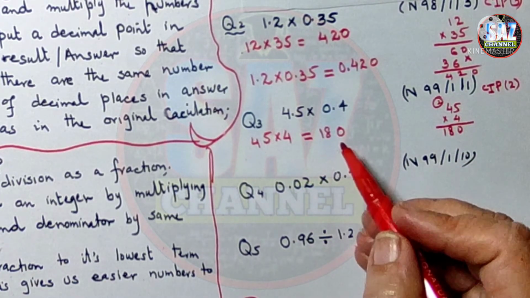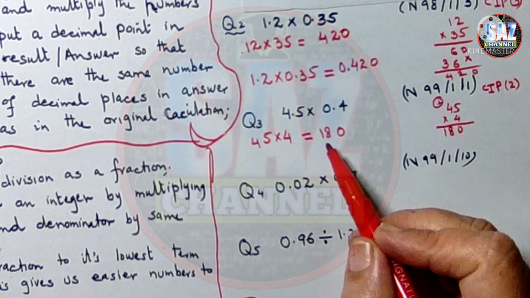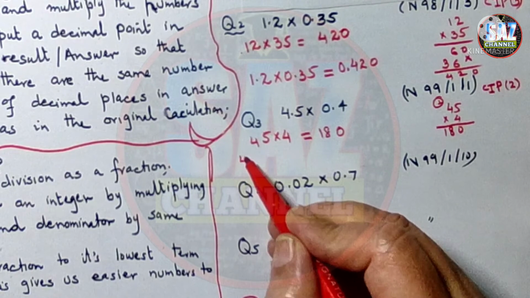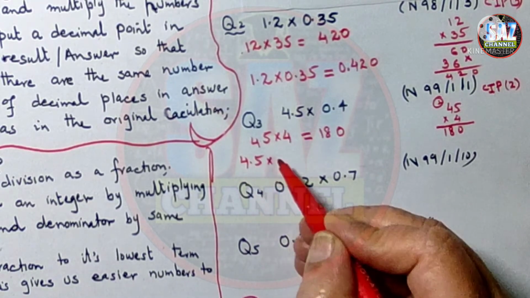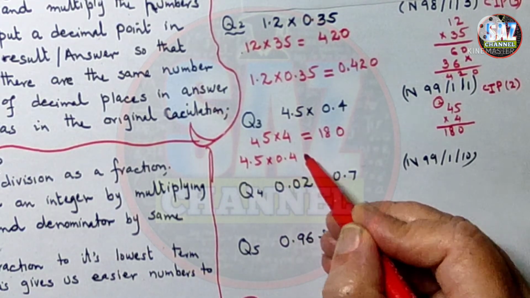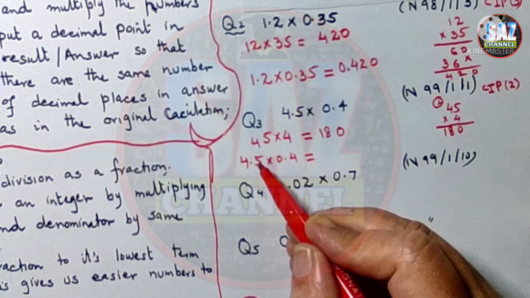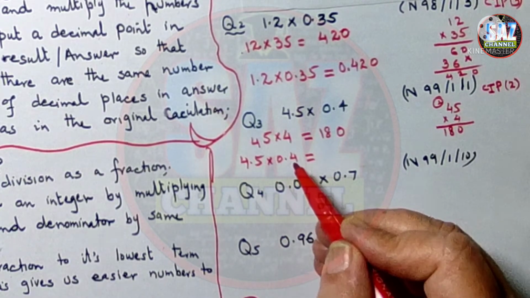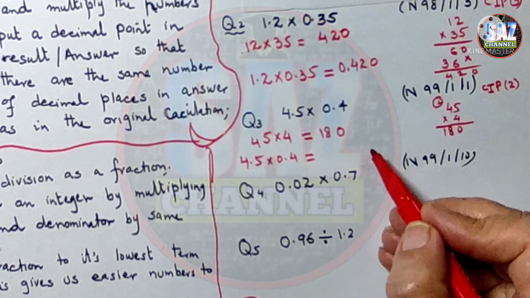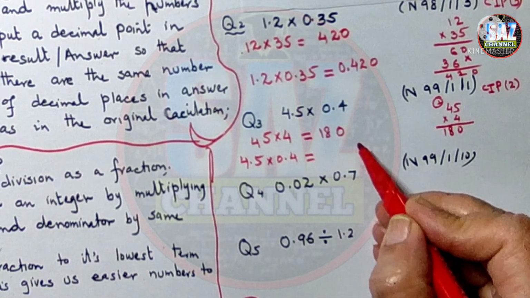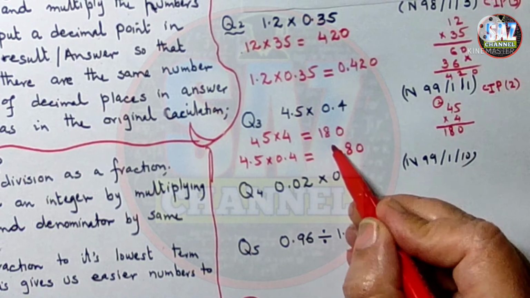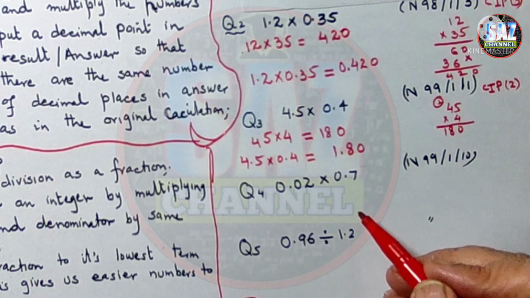Now this is the ignore step. I have ignored the decimal, and now 4.5 multiplied by 0.4 will be equal to, I have to insert the decimal after how many places. Look, I have to count decimal places, there were 2. So I have to first leave 2 digits, then I have to put the decimal. So this will be 1.80.